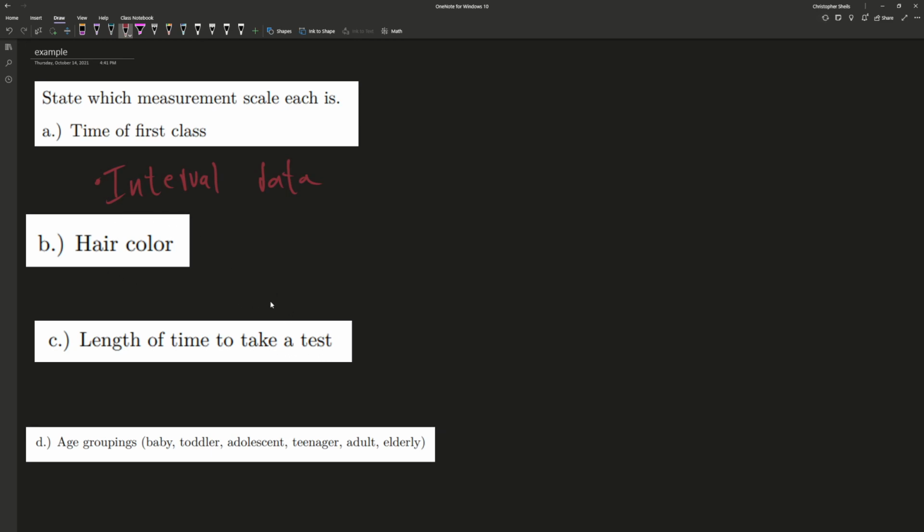Hair color. So hair color is not a number. So this is a qualitative variable. Because this is a qualitative variable, this has to be either nominal or ordinal. But there's no particular order for hair color. So as a result, this has to be nominal.